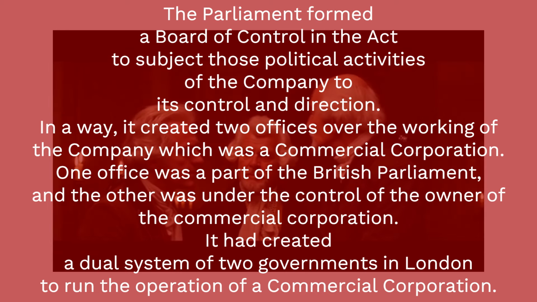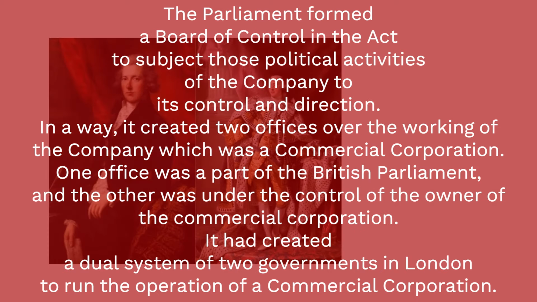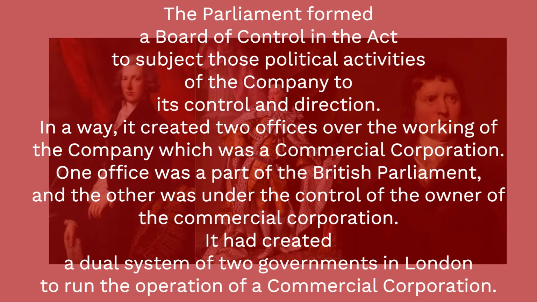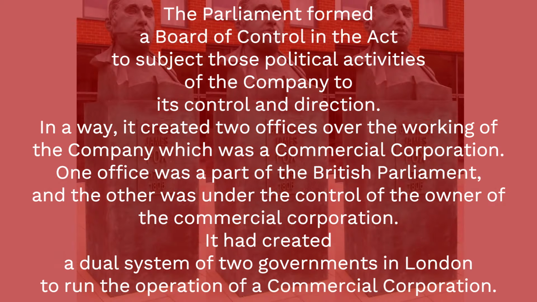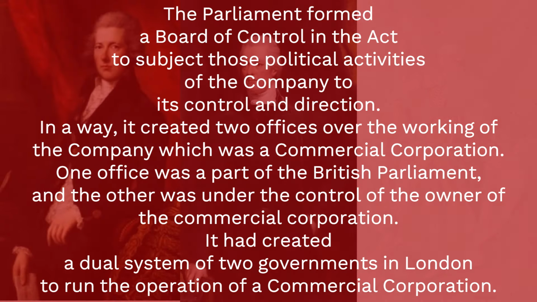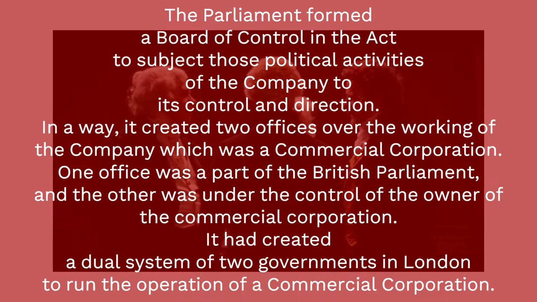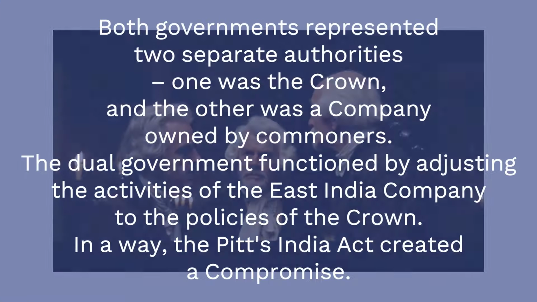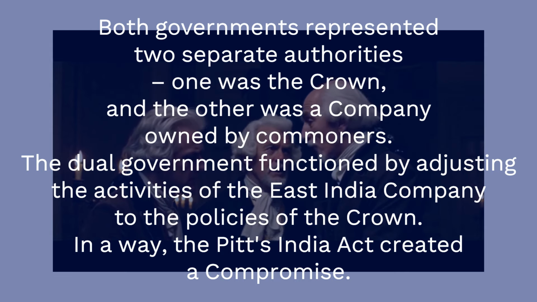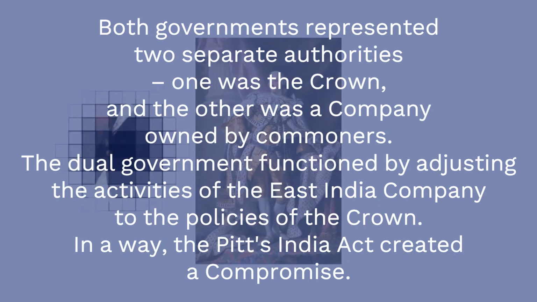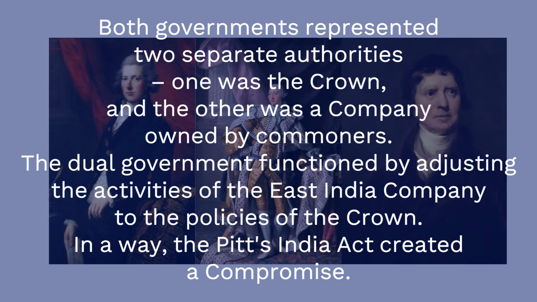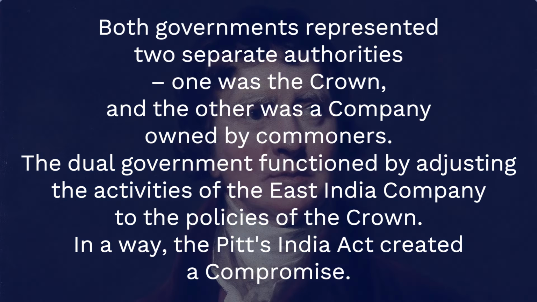In a way, it created 2 offices over the working of the company, which was a commercial corporation. One office was a part of the British Parliament, and the other was under the control of the owners of the commercial corporation. It had created a dual system of 2 governments in London to run the operation of a commercial corporation. Both governments represented 2 separate authorities, one was the Crown, and the other was a company owned by commoners. The dual government functioned by adjusting the activities of the East India Company to the policies of the Crown. In a way, Pitt's India Act created a compromise.